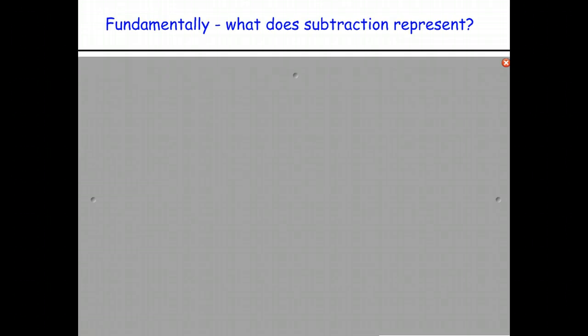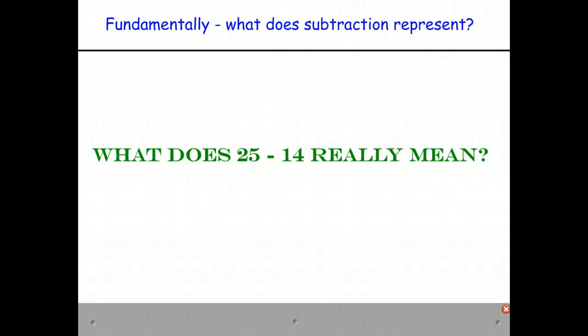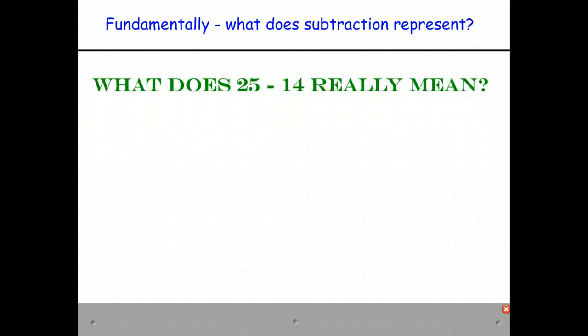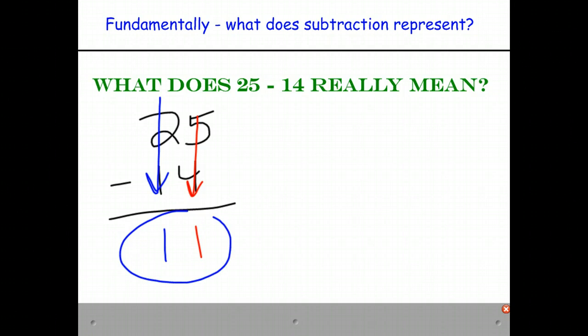First we want to figure out fundamentally, what does subtraction represent? If we think back to something that doesn't involve negative integers, what does 25 minus 14 really mean? We could set up this subtraction using place value columns, 25 minus 14. 5 minus 4 in the ones column is 1. 2 minus 1 in the tens column is also 1, representing a 10, so 25 minus 14 is 11. We can also look at it as if we had 25 books, let's say.